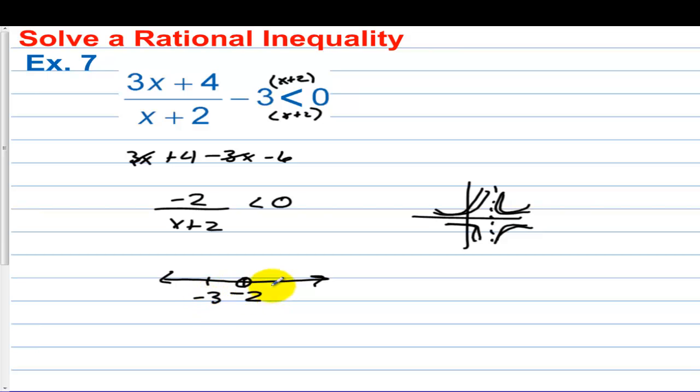So let's plug in a negative 3 and maybe we plug in a 0. Now with negative 3, that makes the denominator negative. Negative over negative is a positive. When we plug 0 in, we get negative over positive, and that's going to be negative. Now we want negatives. We want less than 0, so our answer is negative 2 to infinity.